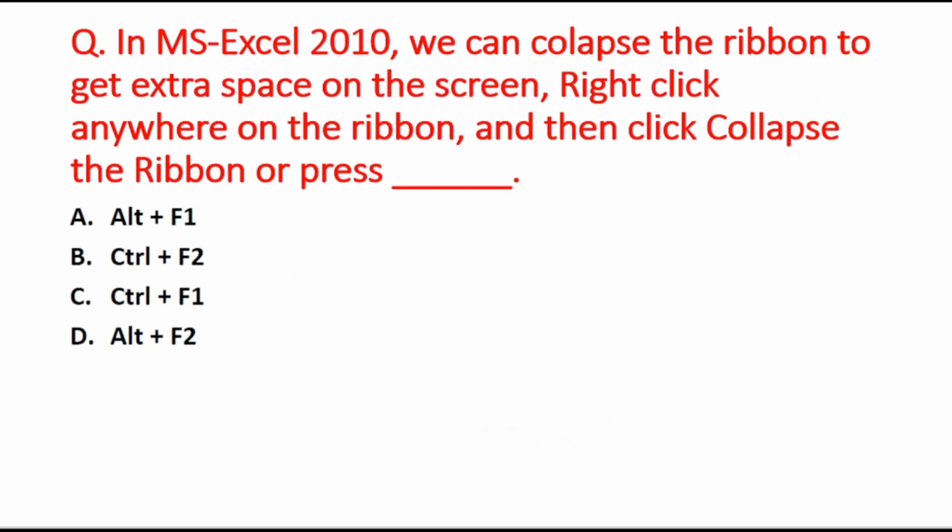First question is, in MS Excel 2010, we can collapse the ribbon to get extra space on the screen. Right-click anywhere on the ribbon and then click Collapse the Ribbon or press blank shortcut key. Your A option is Alt plus F1, B option is Control plus F2, C option is Control plus F1 and D option is Alt plus F2. So one method is already mentioned here, that is right-click anywhere on the ribbon and then click Collapse the Ribbon. And the shortcut key used for this is Control plus F1. Okay, so option C is the right answer.